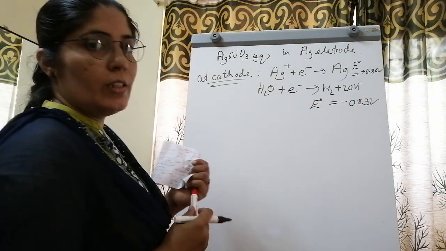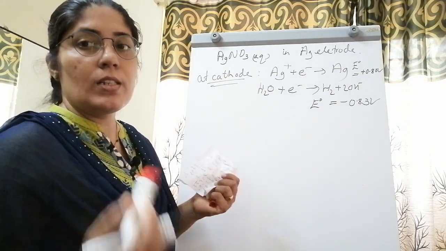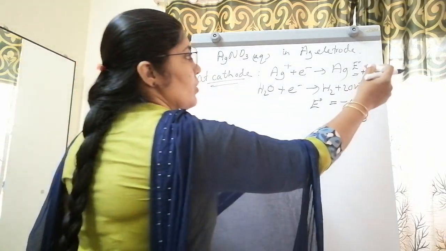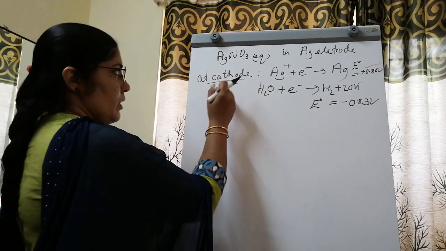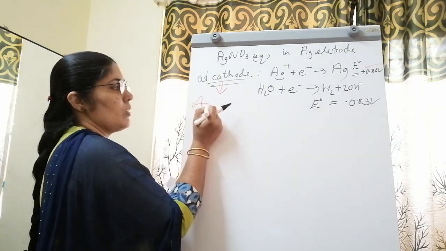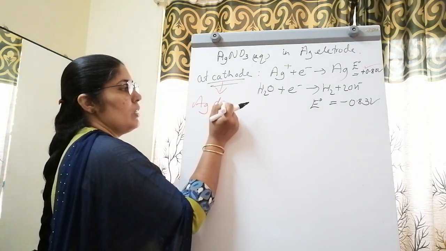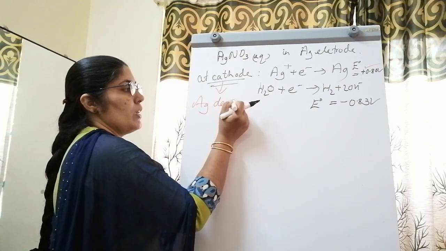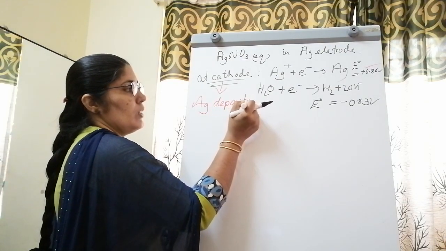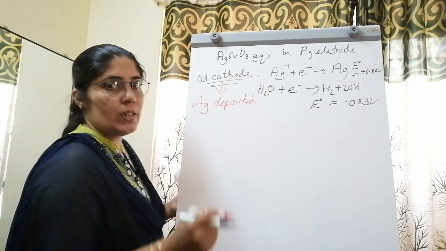So which one is a higher value here? Very easy to understand, it is for the silver. So you can put a tick here, and you can understand that at the cathode silver is being deposited.